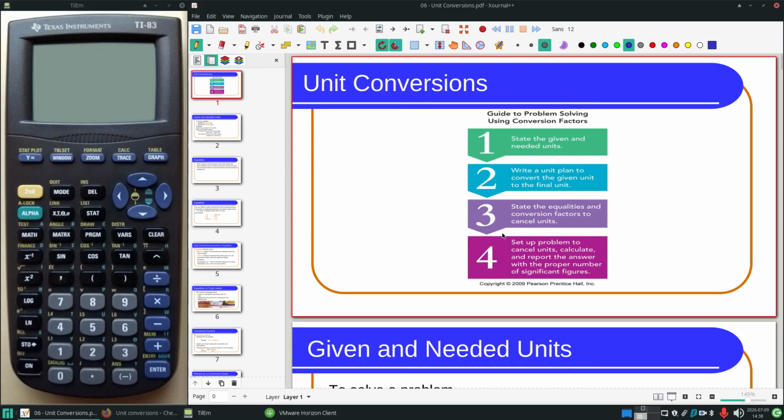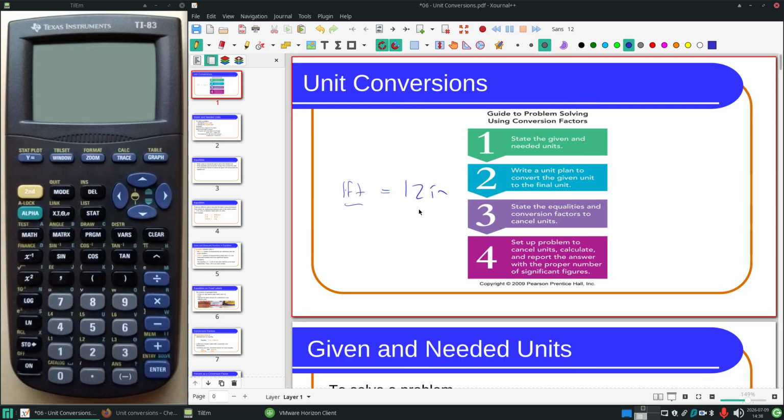All right, so it is a four-step little process. We're going to read our question, figure out what units we're given and what we need, and then figure out a plan to convert them. Now that conversion is going to use equalities. Equalities can be as simple as 1 foot is equal to 12 inches. We're just looking at a conversion or a relationship between two units that we know.